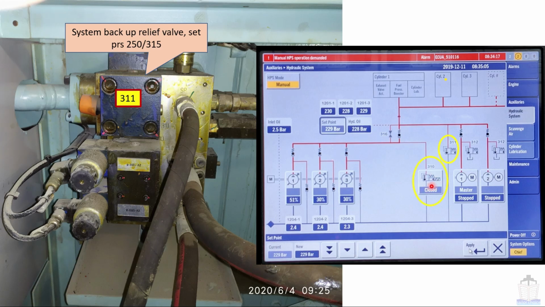Next is valve number 310. This is the valve number 310. It is also stamped on this body over here. Its name is system relief valve. Set pressure in case of a 200 bar system is 230 bar, and in case of a 300 bar system it is set at 310 bar.